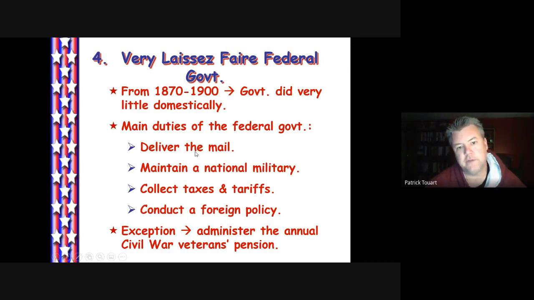They viewed this as the role of the government, to keep a national military, although fairly small, to collect taxes and try to keep those relatively low, except for tariff if you're a Republican, and to do the business of foreign policy. So this is what a pre-progressive United States federal government looked like. This is what, without the progressive movement, the role of both Democrats and Republicans was.